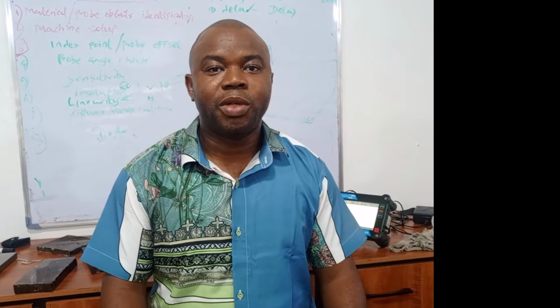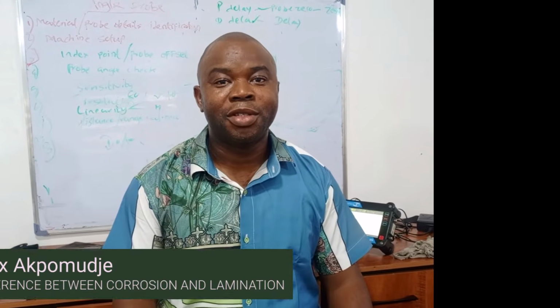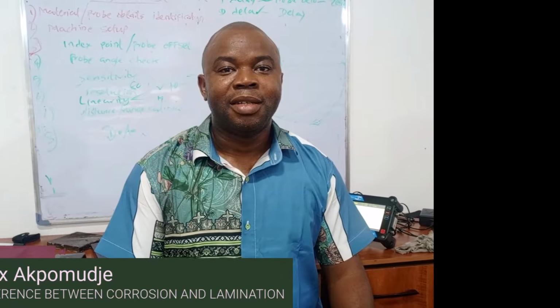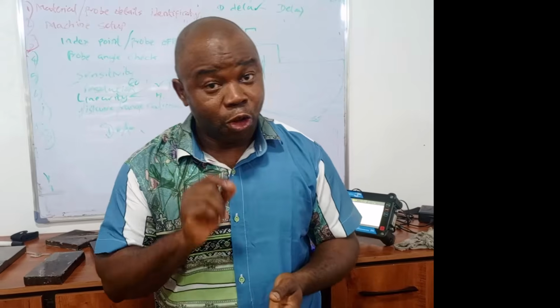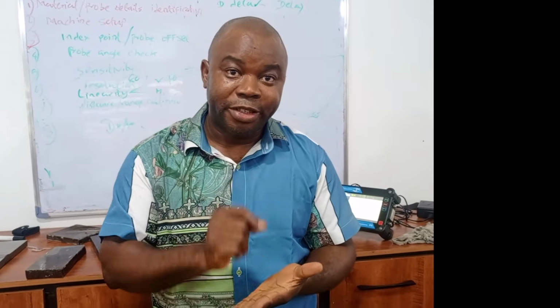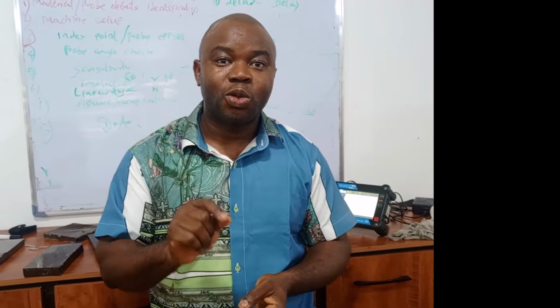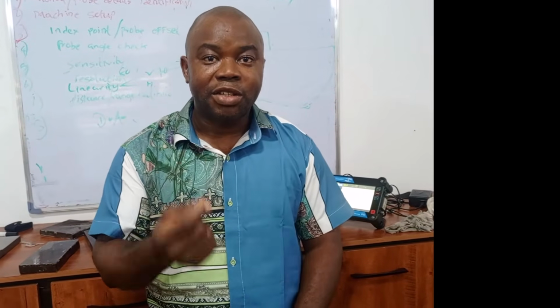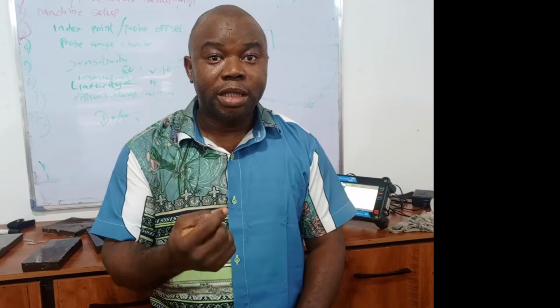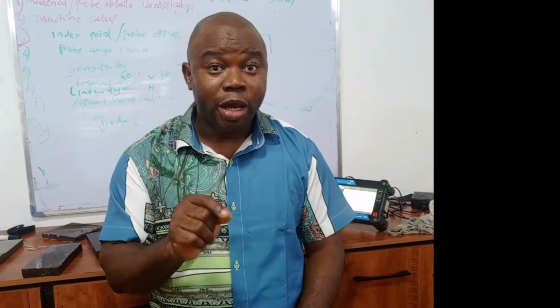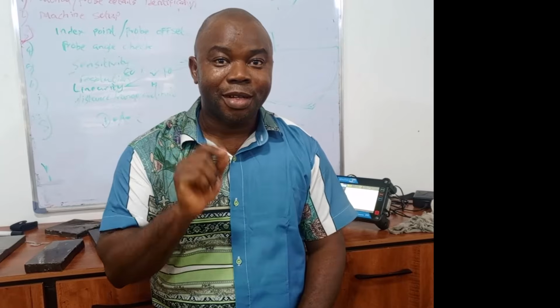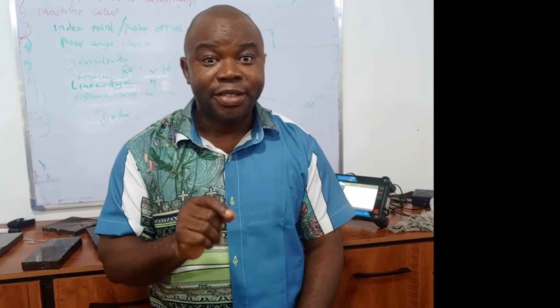Today we'll be looking at the differences between corrosion and lamination during the proximity test. This differentiation is very important when you are trying to perform a fit job and you need to be sure about the indications you are seeing, maybe on a pipeline or a pressure vessel. You are trying to determine whether the indication is corrosion, which is a service-induced defect, which is what we are looking for, as compared to lamination, which is a manufacturing defect.